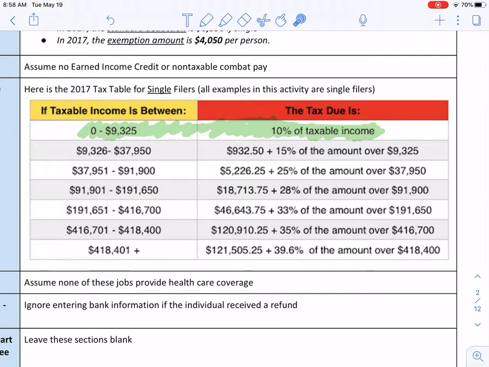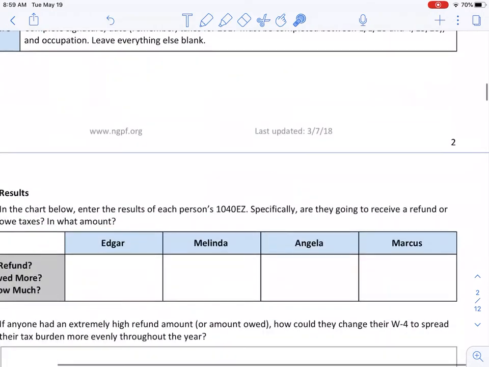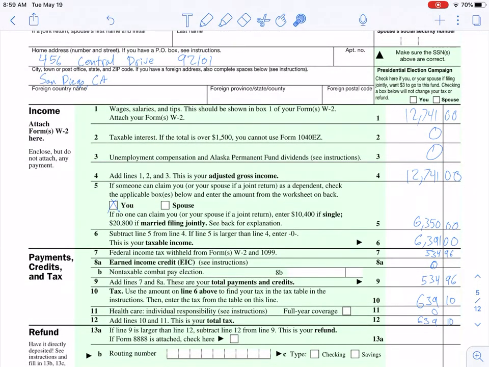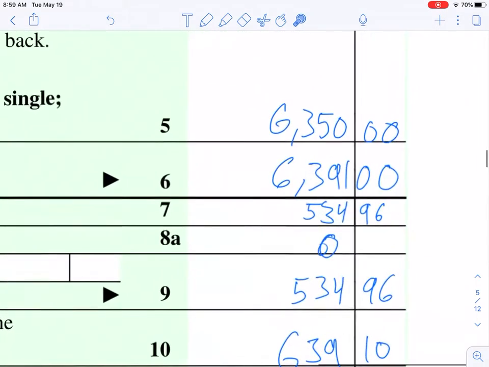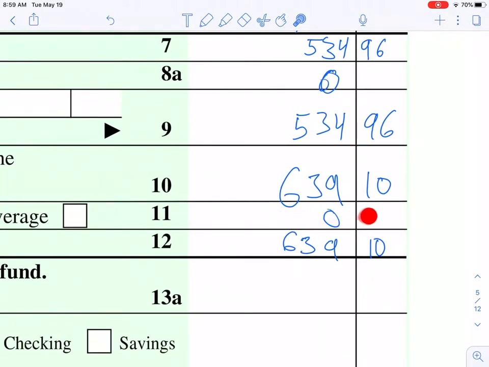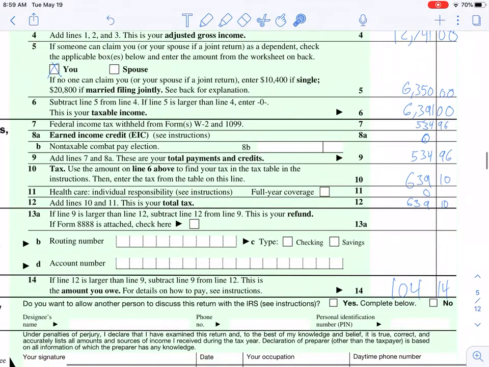So she lands right here in the first bracket, I would call this. And so she owes 10% of her taxable income, not the total income, just the taxable income. So she doesn't owe 10% of this. She owes 10% of this. So 10% of $6,391, which ends up being $639.10. That's 10% of that. And then healthcare, we're not factoring that in. Add lines 10 and 11. This is the total tax, $639.10. So here's what she owes.